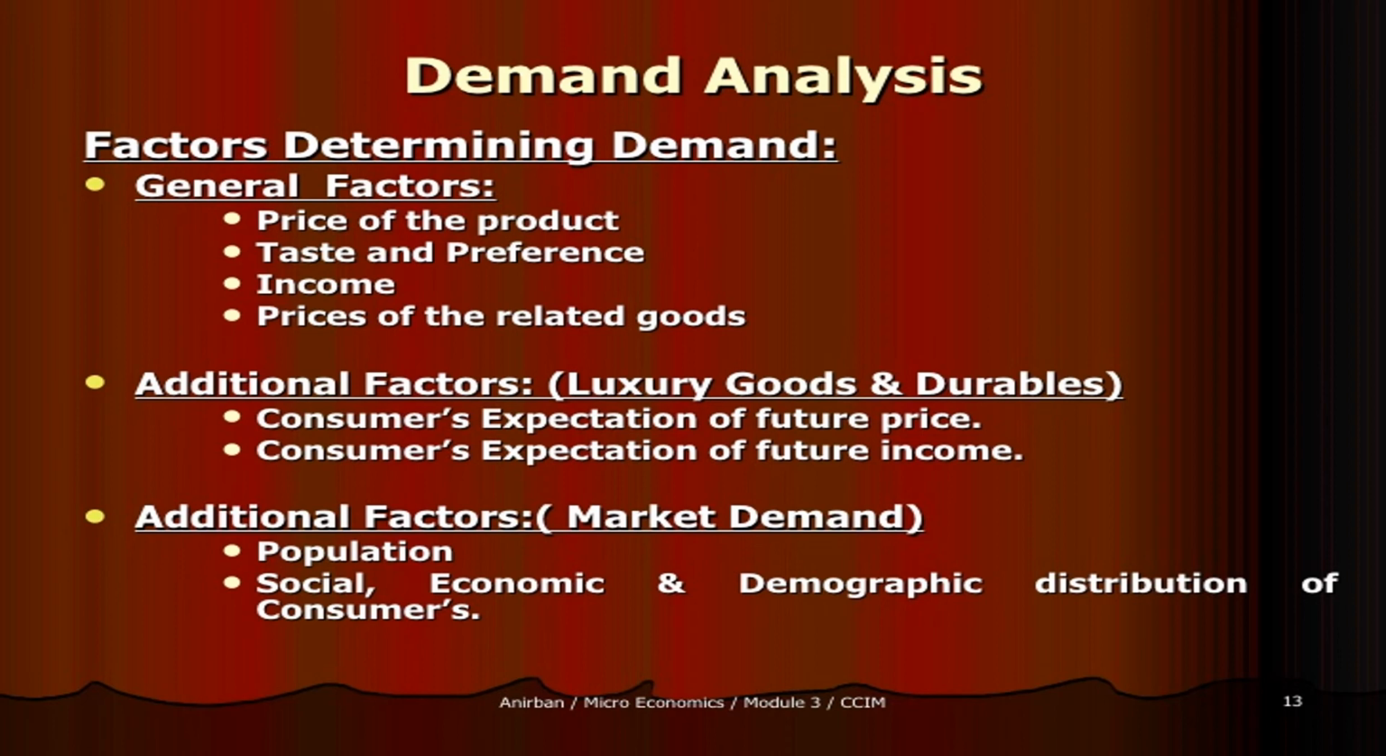And additional factors like market demand, in that population is also one of the factors to determine the demand. For example, India has a huge population rather than America. So that's why India has a huge market for goods and services. So India will sometimes create a huge market or demand for goods and services. So that's why the population will vary the demand.